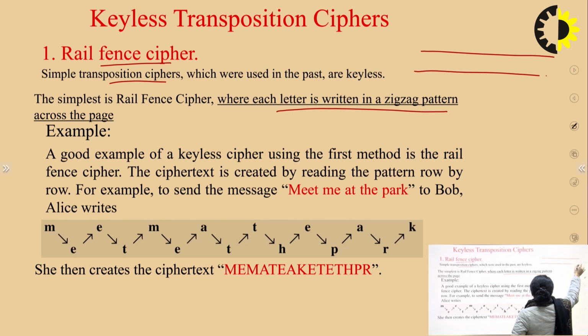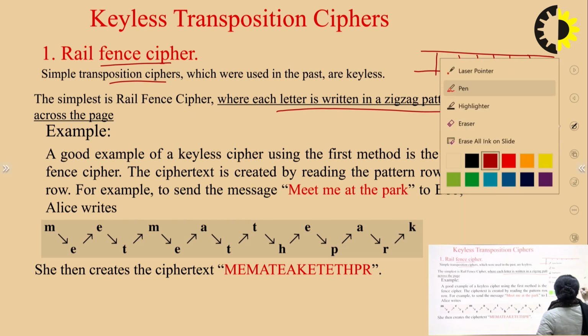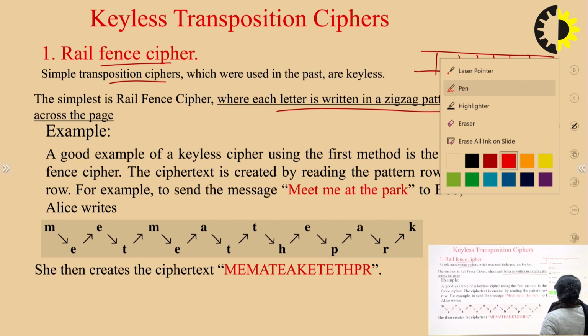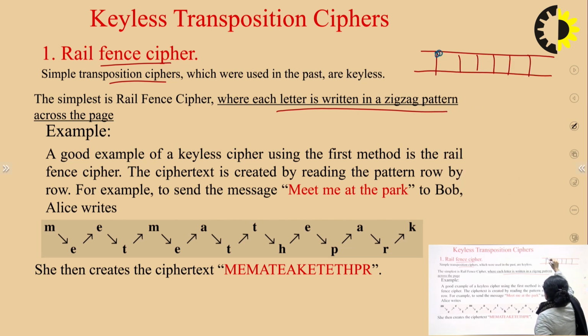Because if you visualize the railway tracks, this is how a railway track looks. So what we do is position the letters which we want to encrypt in a zigzag manner. Here the first letter comes in the first row, the second letter comes in the second row. It will be something like this. The letters will be placed in a zigzag manner. This is how the look comes.